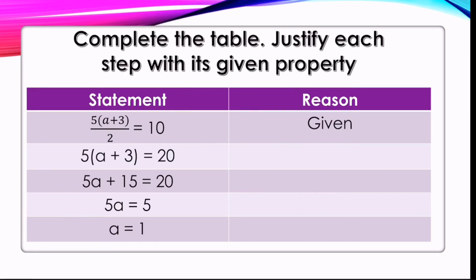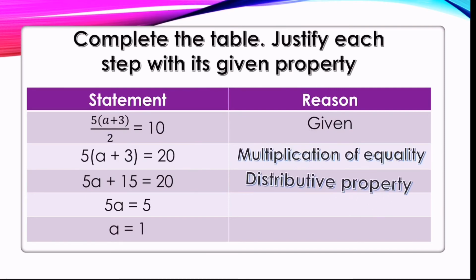So what's the reason that got them to step 2? I hope you wrote multiplication property of equality. Now on this third row, our reason is going to be, what did we do in row 2 to get us to row 3? Good. If you said distributive property, you're right.